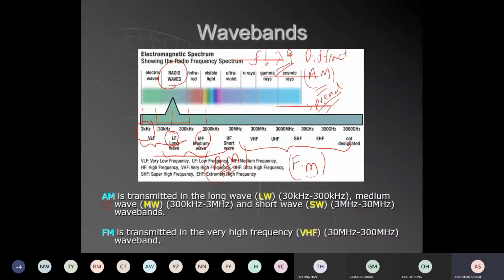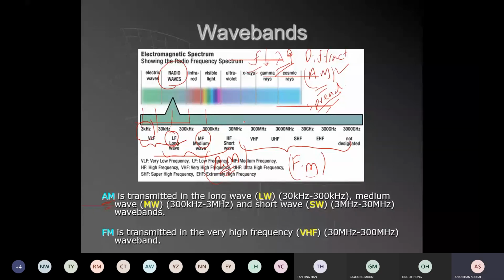Why can it really spread? Because its wavelength is big. Because frequency is short, because the AM signal was transmitted in a low frequency band. Military uses AM because military wants good coverage. Even in the middle of the jungle, they want to get the signal. So AM is the best. Low frequency.